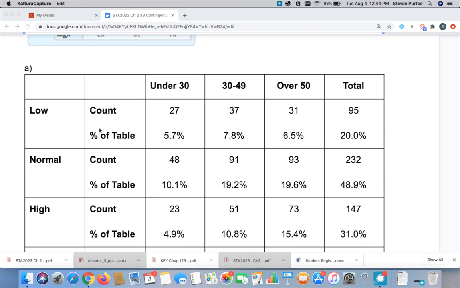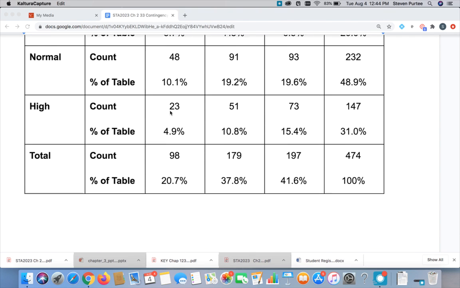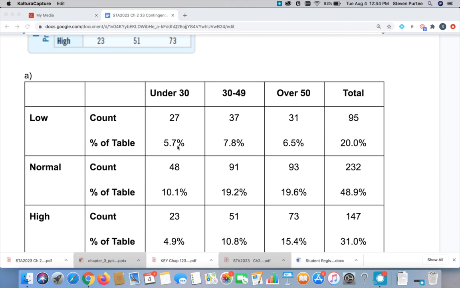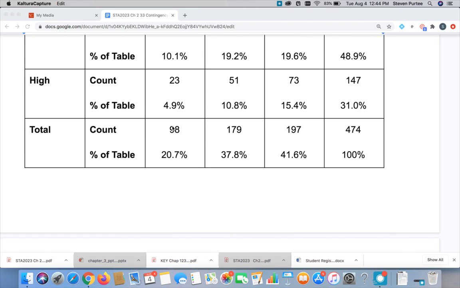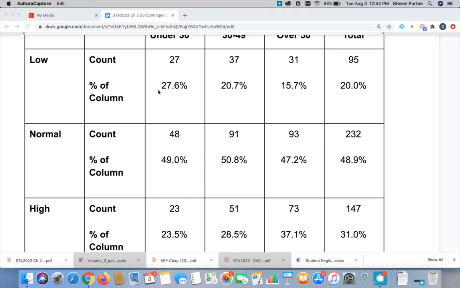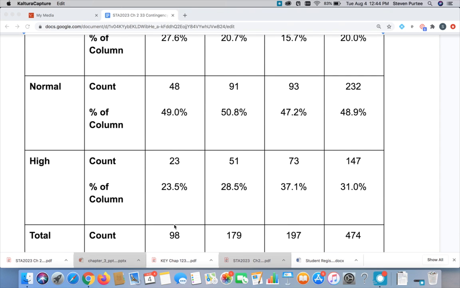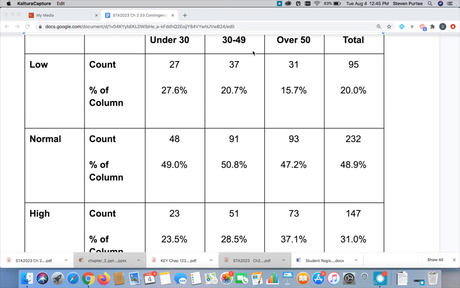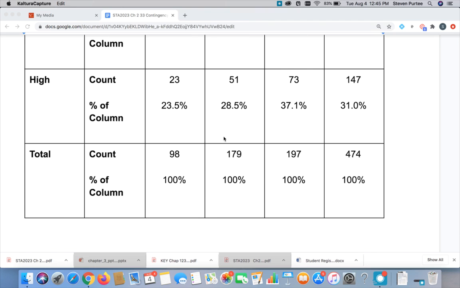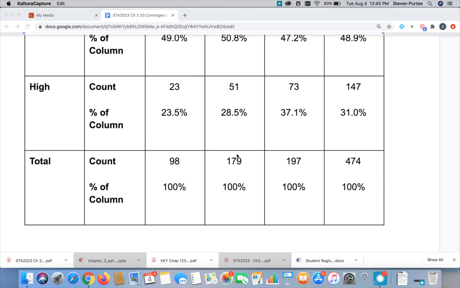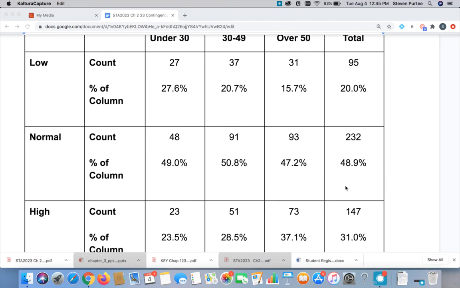So for my first entry, I'm going to do 27 divided by the total number of under 30s, 98, and get 27.6%. 48 divided by 98, 23 divided by 98, and so forth. Move on to the next column. Take every number and divide by the column total. We're doing a column percentage table here, and do that for each column.